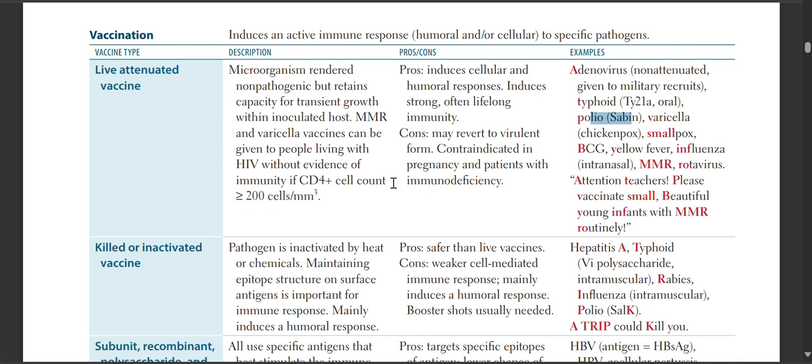I believe Sabin is the oral drops, and then the injected one is Salk.